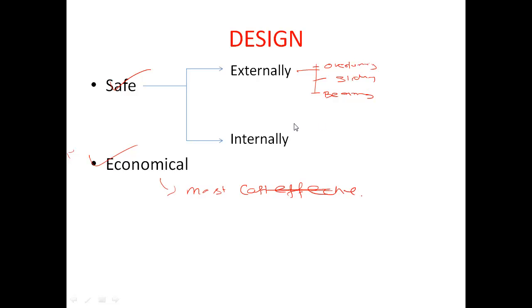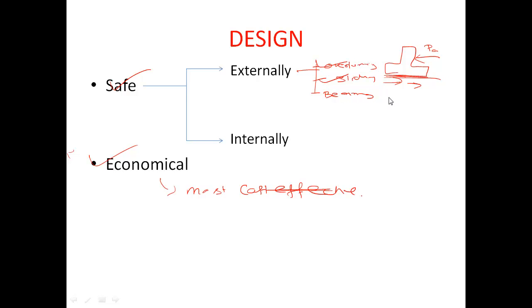Regarding overturning, the wall should not overturn about its toe. It should not slide, which means sufficient friction should be developed between the base of the retaining wall and the soil it is resting on, so that it does not slide by the action of the horizontal force. The horizontal force is due to the action of active earth pressure.